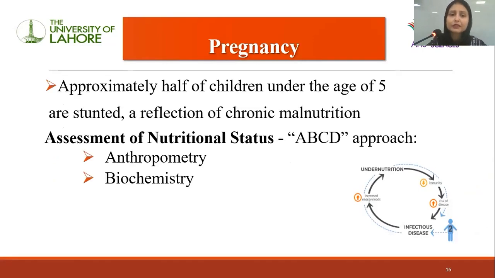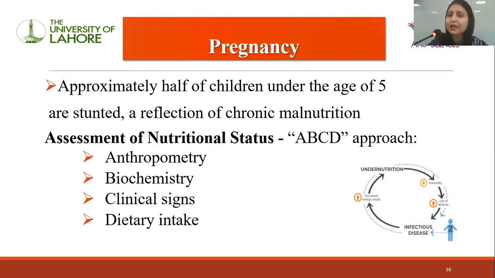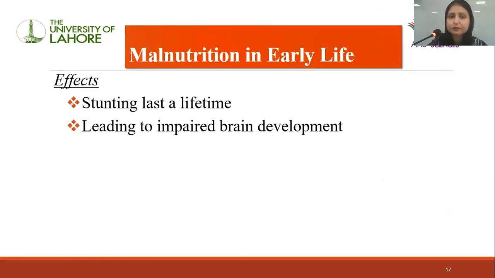So pregnancy is a very important period because approximately half of the children under the age of 5 are stunted. They have low height for their age, and stunting is a reflection of chronic malnutrition. So when a woman enters pregnancy, anthropometric or nutrition assessment is very important, and there are different steps of nutrition assessment. The first one is anthropometry, then biochemical, clinical, as well as dietary habits.